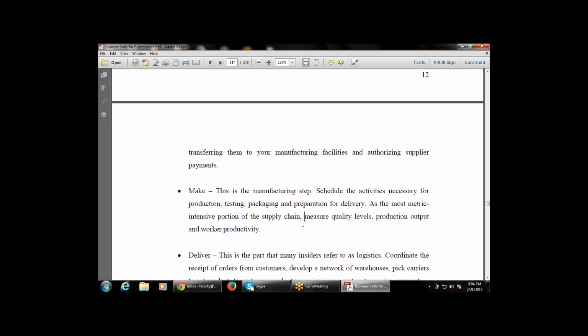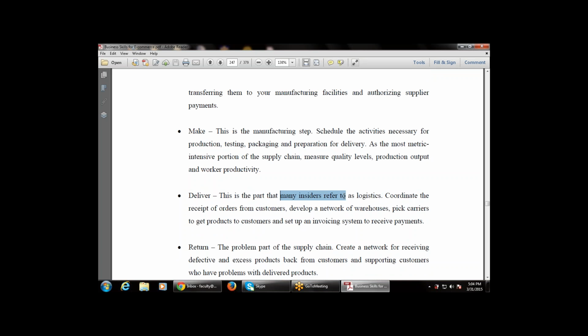Then next is deliver. This is the part that many insiders refer to as logistics. So whenever there is a shipment of the product, receipt of the products, delivery of the products, that is known as logistics. So coordinate the receipt of orders from customers, develop a network of warehouses, pick carriers to get the product to customers, and set up an invoicing system to receive the payments. So that is the next step, that is the delivery step.